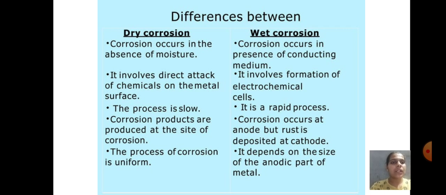In wet corrosion, it is a rapid process. Corrosion products are produced at the site of corrosion in dry corrosion, and the corrosion occurs at the anode but rust is deposited at the cathode in wet corrosion. The process of corrosion is uniform in dry corrosion, and in wet corrosion it depends on the size of the anodic part of the metal.